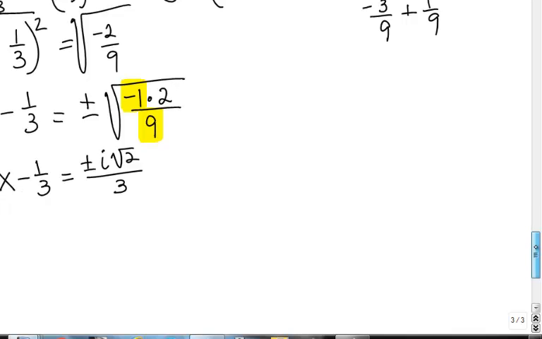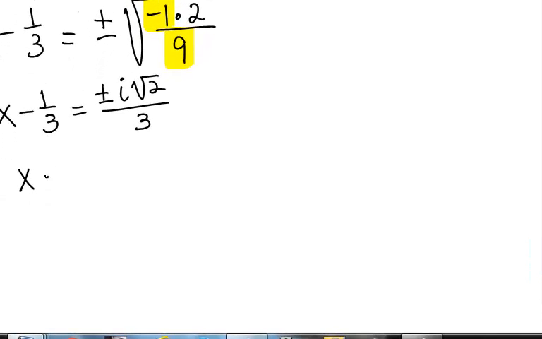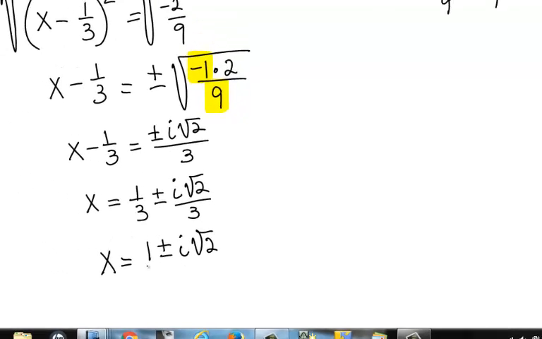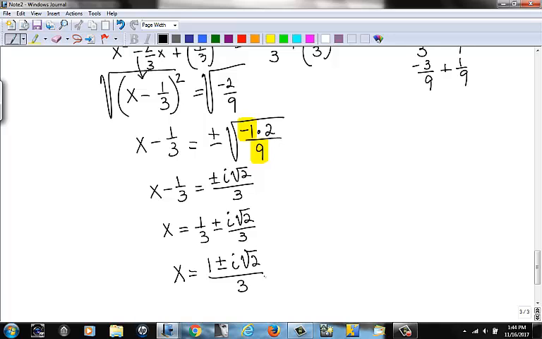Now add 1/3 to both sides. So you get x equals 1/3 plus or minus i radical 2 all over 3. It's okay if you write it that way. Some of you will write it together, 1 plus or minus i radical 2, and it's all over 3. Those are both correct. Okay?